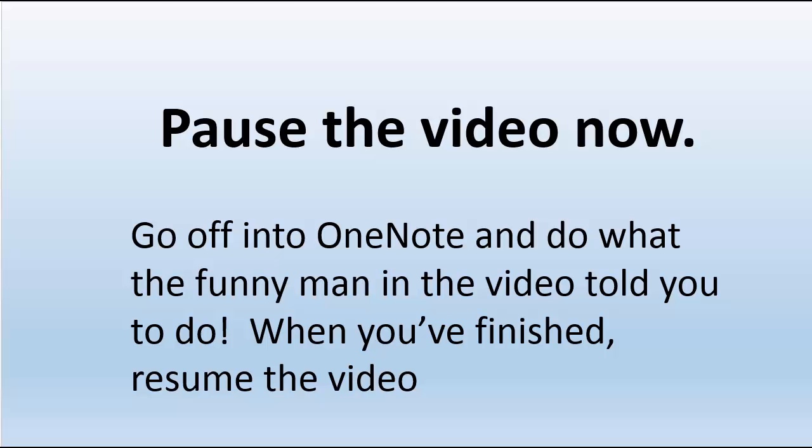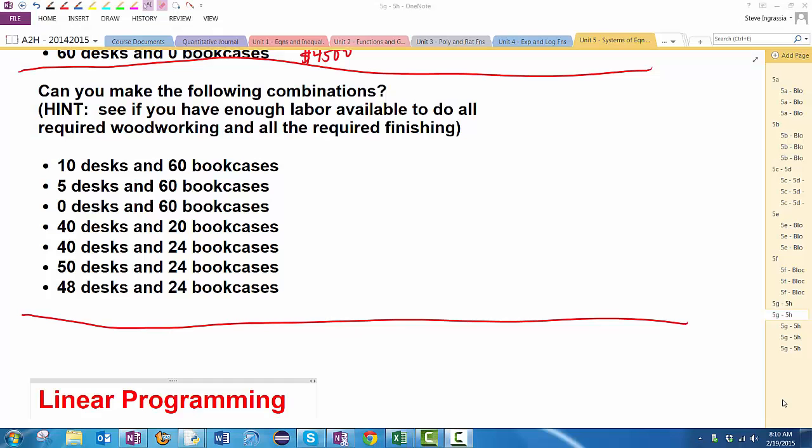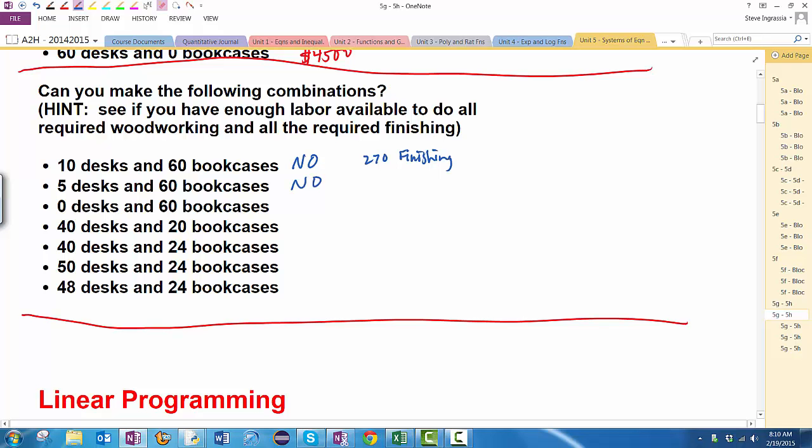Resume the video now. All right, here's the answers you should have gotten. Let's see. No on the first one. You can't make 10 desks and 60 bookcases. Why? Because there would be 270 finishing hours required, and you've only got 240. No, you couldn't make 5 desks and 60 bookcases. That would require 255 finishing, and you don't have it.